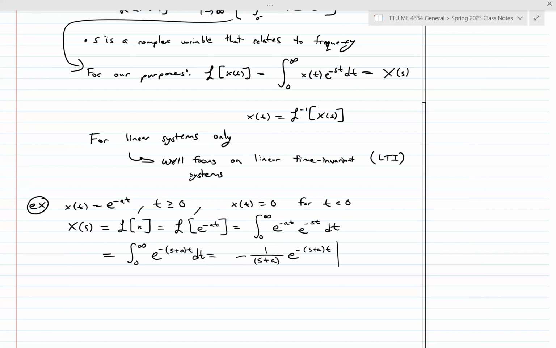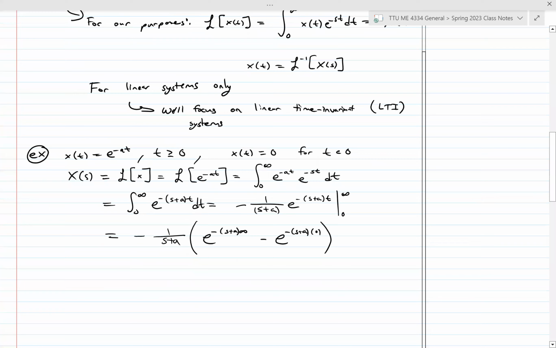Okay, and then we need to evaluate it at 0 and infinity, right? For t is equal to 0 to infinity. So what do we end up with? Let's go through it step by step, but yes, that's where we're going to end up. So we're going to have e to the negative s plus a times t, where t is infinity, minus e to the negative s plus a times 0, right?